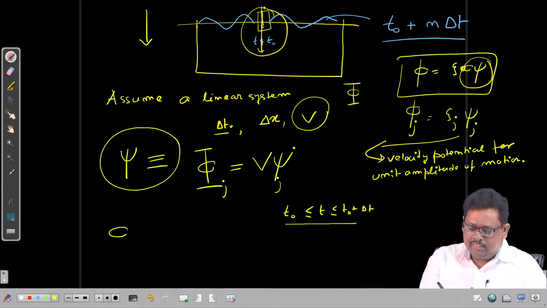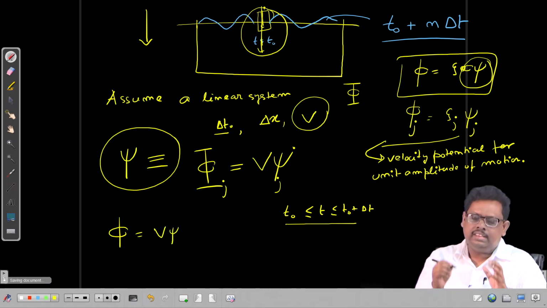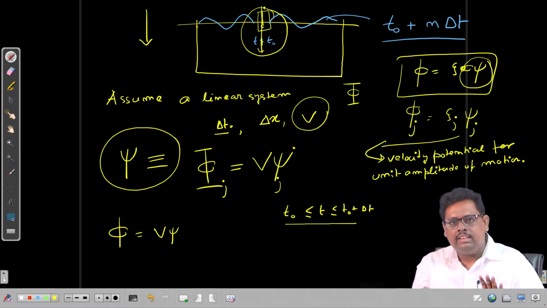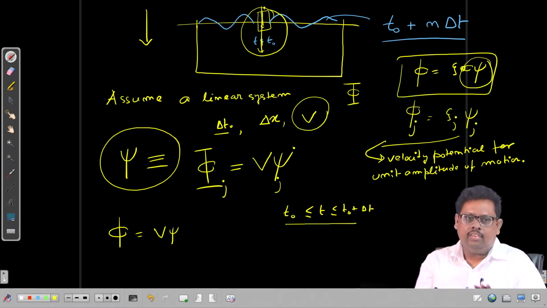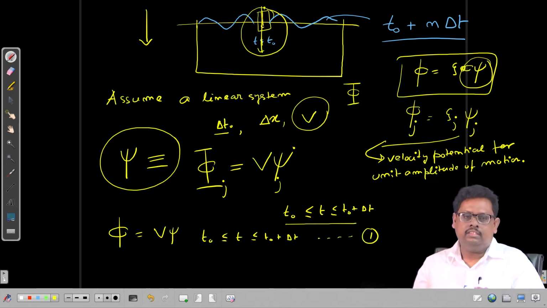So, then I come up with an equation. Let us take a single degree of freedom, not the multi degrees of freedom motion, so I can drop the index j and simply write phi equal to v into psi, where t 0 is less than or equal to t, which is less than or equal to t 0 plus delta t. Let us take this as my equation number 1.